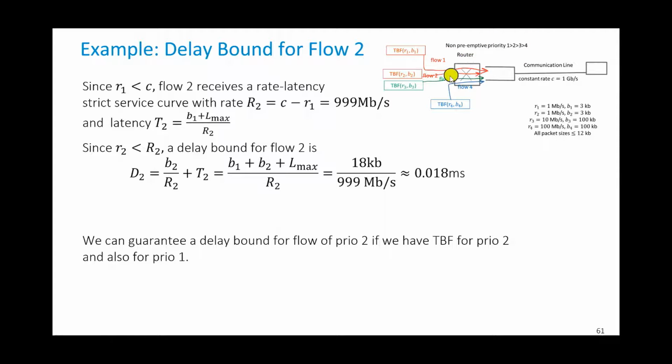So if this happens, we know that priority 2 is guaranteed a rate which is 1 gigabit minus 1 megabit, so 999 megabit per second here.